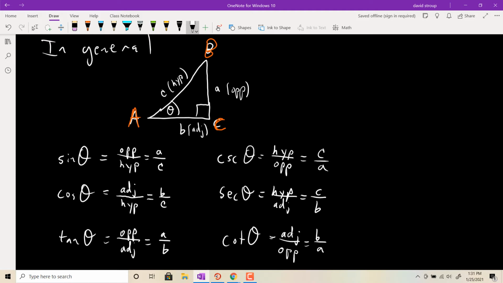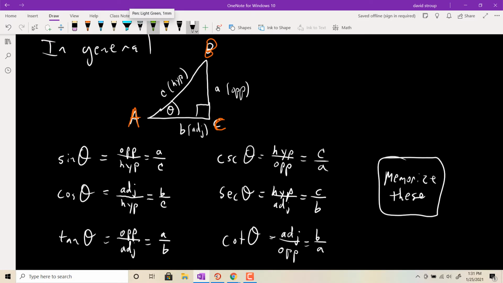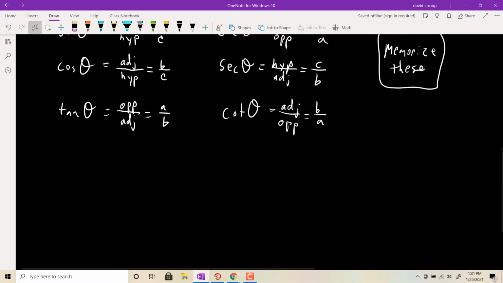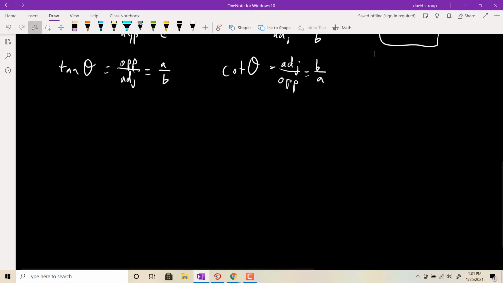So we need to have these guys memorized. Memorize these. They will be used over and over again if you keep taking math. Let me just look and make sure they're all right. C, A over B, C over A, C over B, B over A. Opposite hypotenuse, adjacent hypotenuse. Just a reminder, you can always slow down my videos or speed them up. There should be a button there around where the settings buttons are.